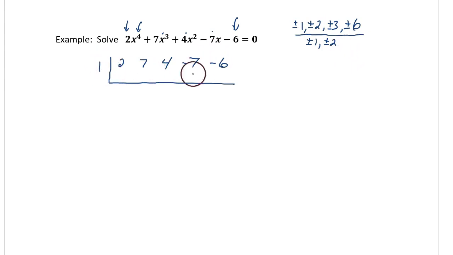Let's try that, divide it in, and see if we get a remainder of 0. So bring down the 2, then multiply, add, multiply, add, multiply, add, multiply, and add. Wow, on our very first guess, we did get a remainder of 0. So one of our solutions is going to be a 1. What are the other ones? Because if it goes to the 4th power, we're expecting 4 solutions.